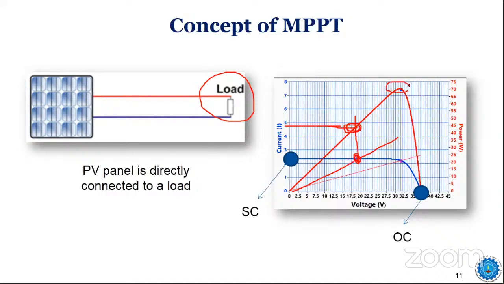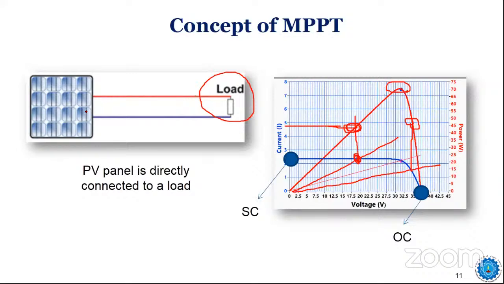You can see the maximum power is somewhere here, right? If suddenly the load is increased, you can see the corresponding maximum power is somewhere here, right? But we are not able to track the maximum power, the required power. We are not able to extract the required power.